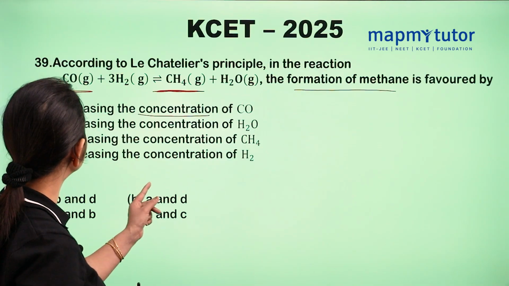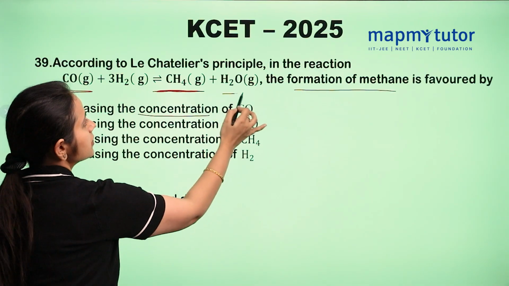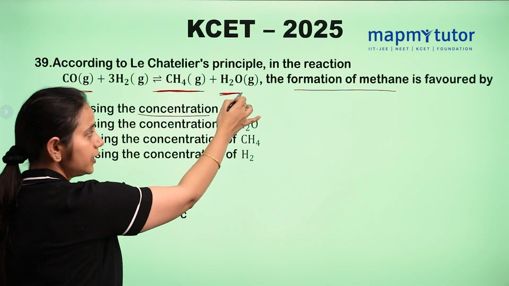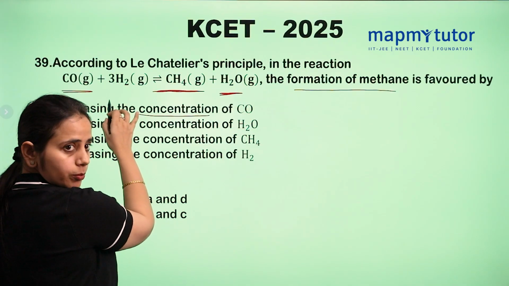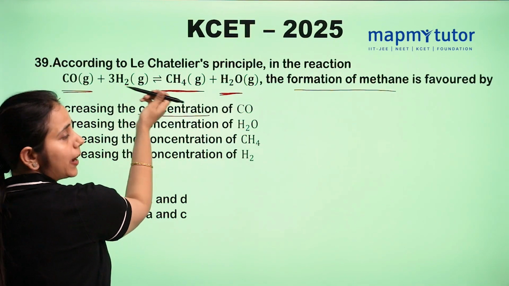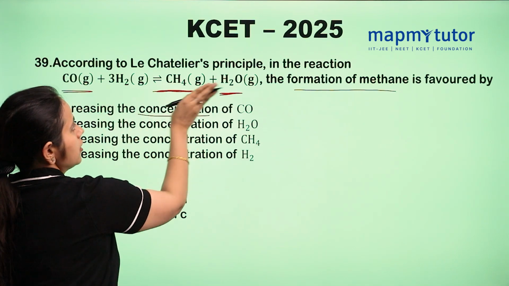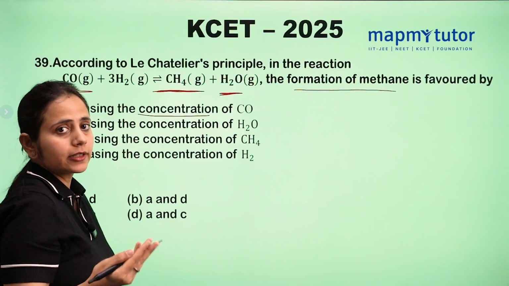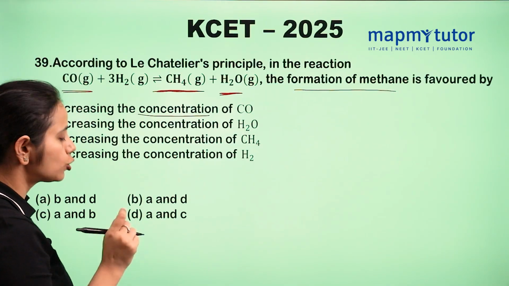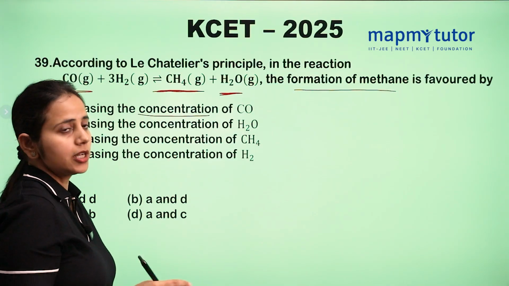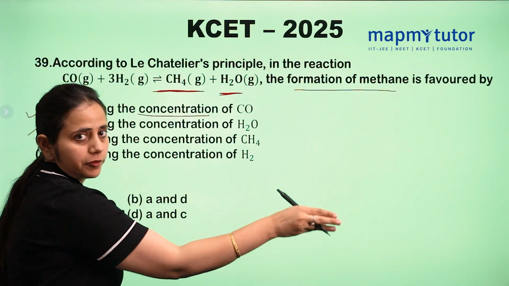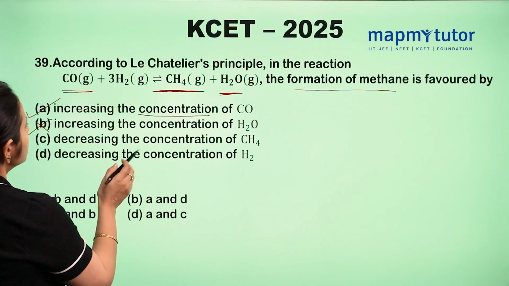Next is increasing the concentration of water. If we increase the concentration on this side, then the other side concentration will be less. So equilibrium will shift backwards. So this can't be the right answer. We want equilibrium towards the forward direction, then only we can get the formation of methane. So we will choose only those options in which the equilibrium will shift in the forward direction. Okay. So B is wrong.